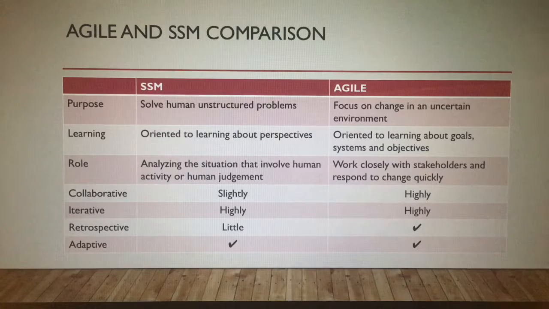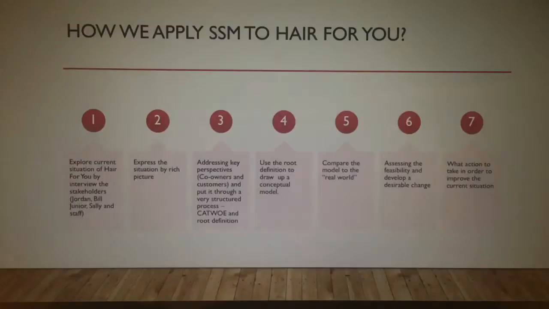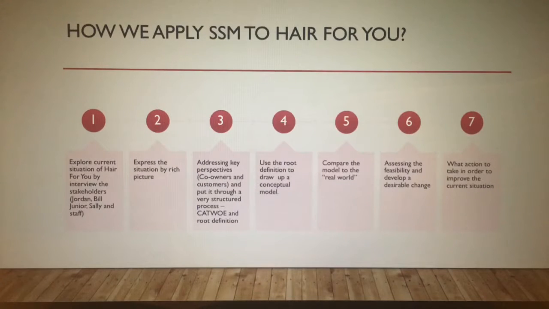They are both adaptive and unstructured. SSM aims for managing unstructured situations, and Agile works well with unstructured processes, which do not follow steps. However, they are both oriented to learning, but SSM focuses on perspective and Agile focuses on goals, system, and objectives. They also have another difference, which is that SSM is focused on plan and Agile focuses on change. Now we move to how SSM is applied in here for you.